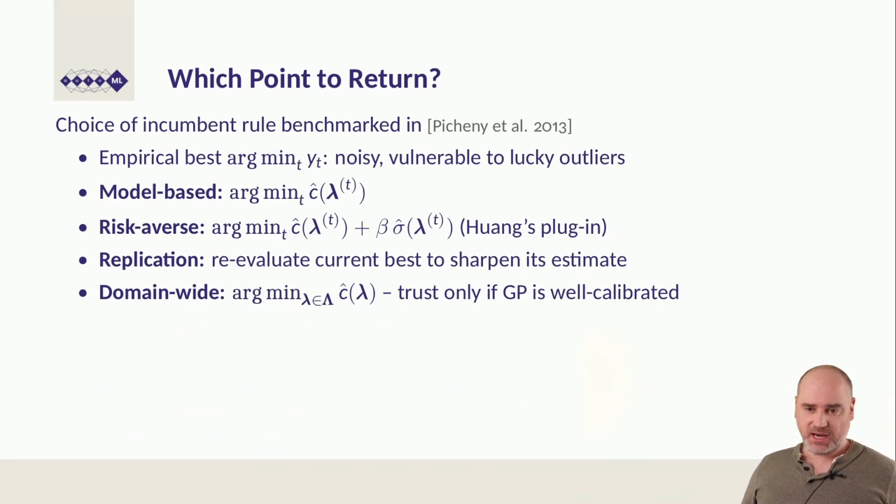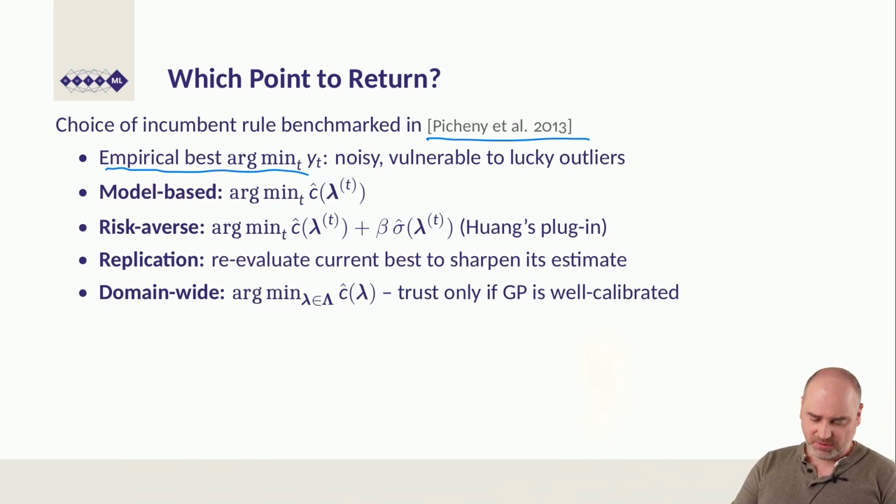And there's the remaining aspect of which point do we actually return at the end when Bayesian optimization has terminated. In general, there's a nice benchmark paper here by Picheny, now 10 years old, on noisy Bayesian optimization. So maybe you want to also take a look into that. One thing you could do is simply return from your archive the point with the empirically lowest cost value. But these were noisy, right? So vulnerable to lucky outliers, we already discussed that.